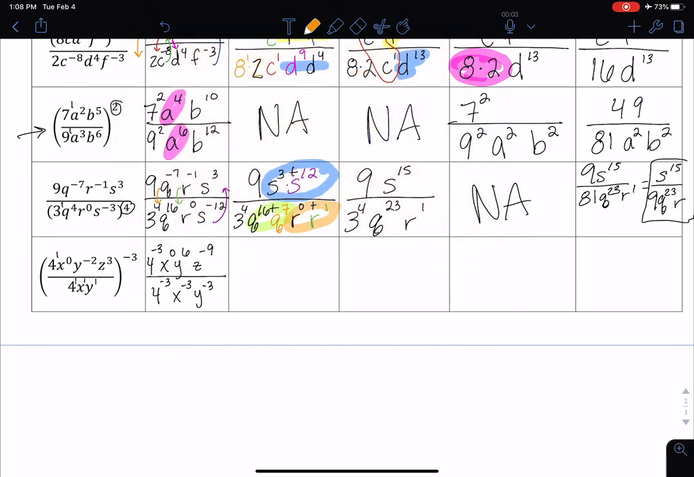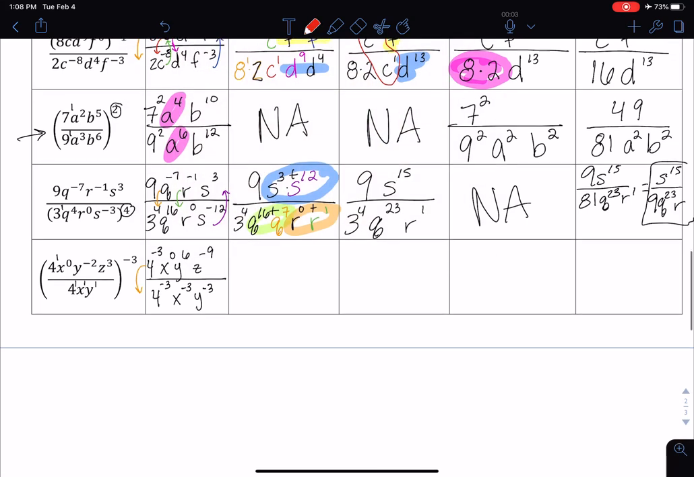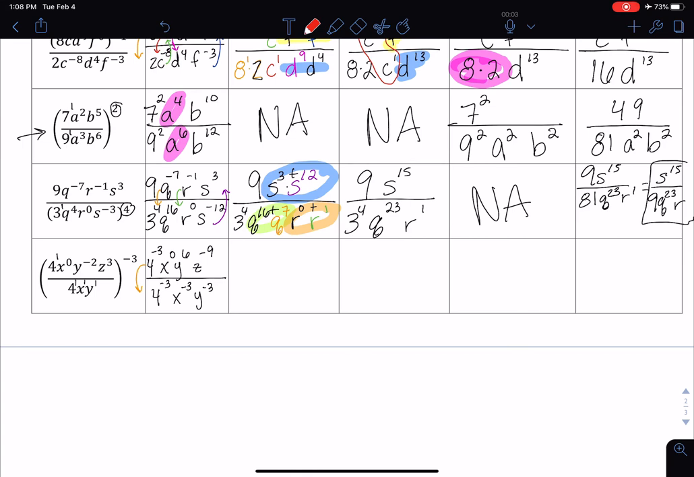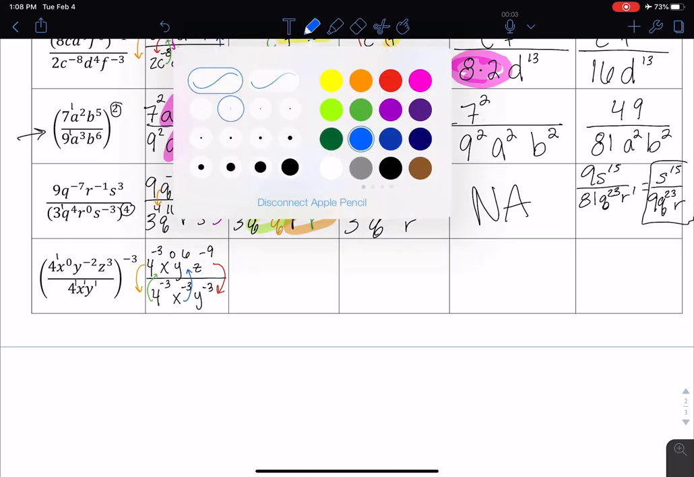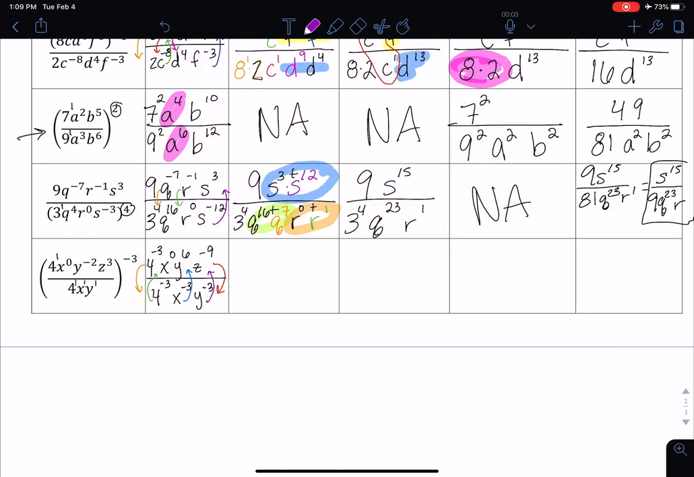Okay, now we're going to make all our exponents positive by moving them around. This 4 on the top has to move down. And the x is good, the y is good, and this z on top has to move down. Now on the bottom, the 4 has to move up. The x to the -3rd moves up. And the y to the -3rd also moves up. Okay, so now I write my final answer.